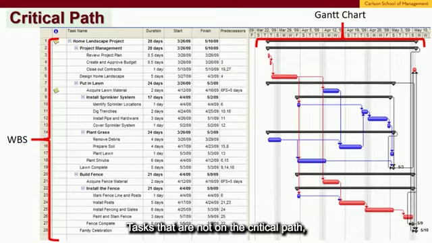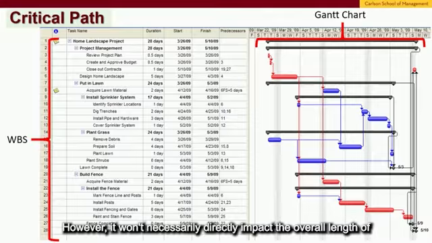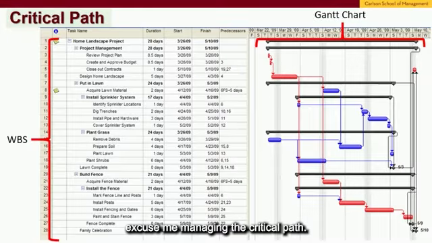Tasks that are not on the critical path, shortening them up might be a good thing, for example, because you can redeploy that resource to other tasks. However, it won't necessarily directly impact the overall length of the project. And so project managers will spend most of their time managing the critical path.